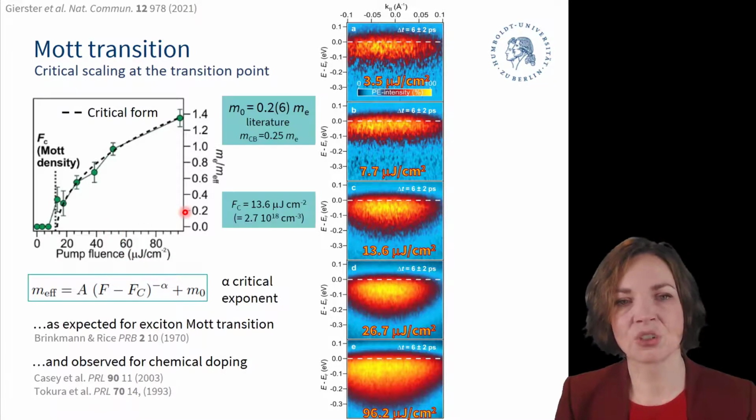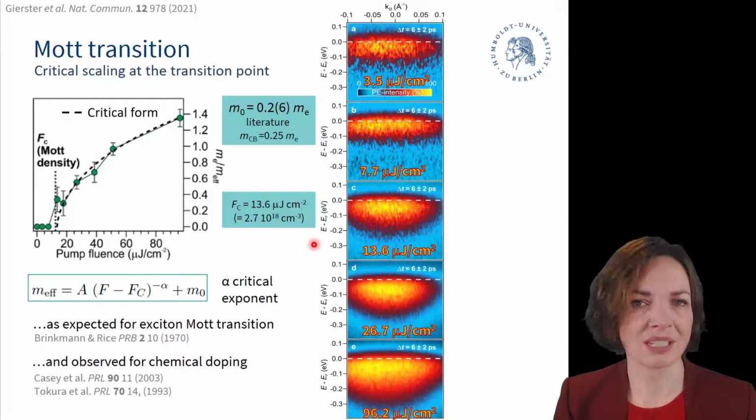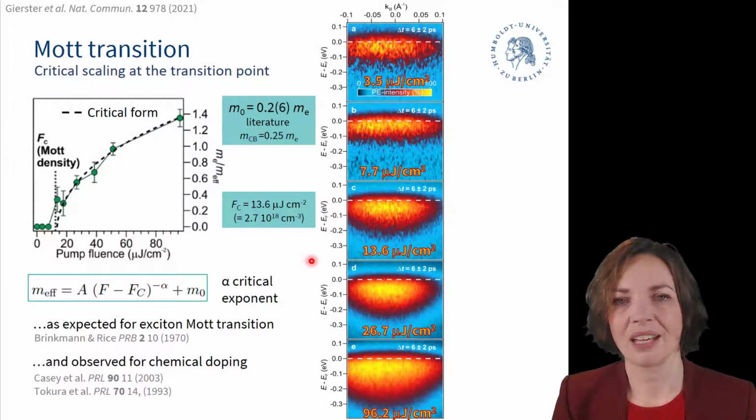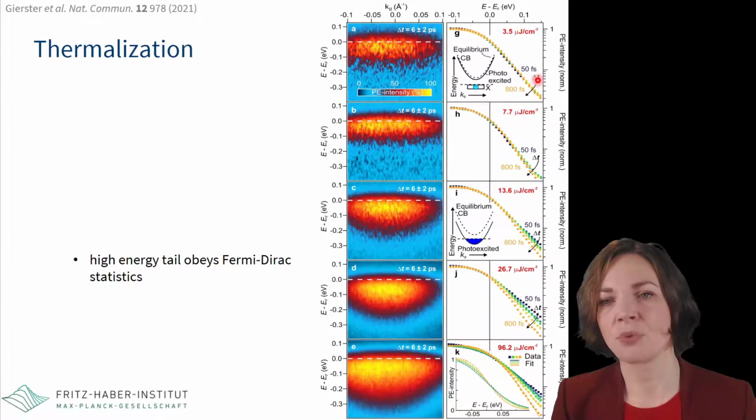And from this fit, we extract that the effective mass of the impurity band is coinciding with the effective mass of the zinc oxide conduction band, and very importantly, that the critical fluence is with 13.6 microjoules per square centimeter, orders of magnitude smaller than what you usually need to drive a semiconductor to metal transition. In addition to that, we can also look at the electron distribution as a function of energy and for different time delays and the different excitation densities.